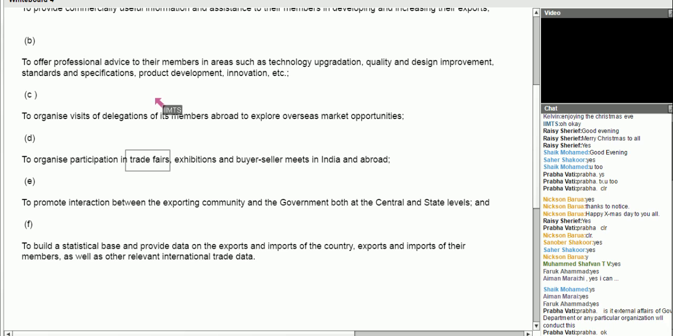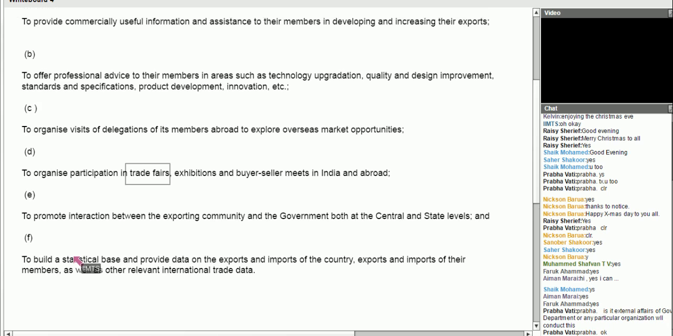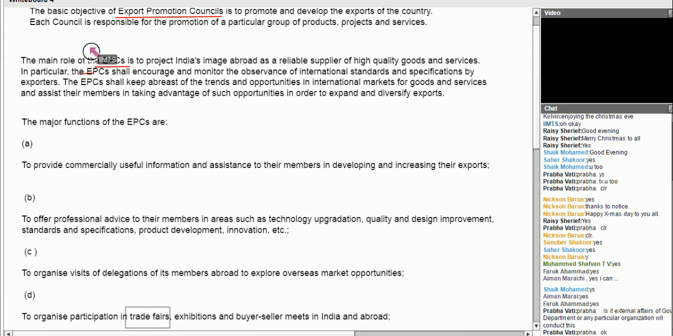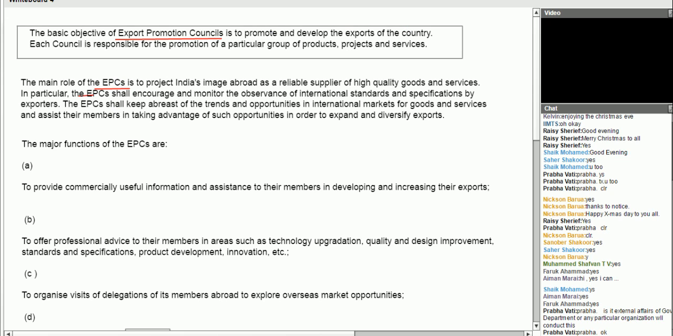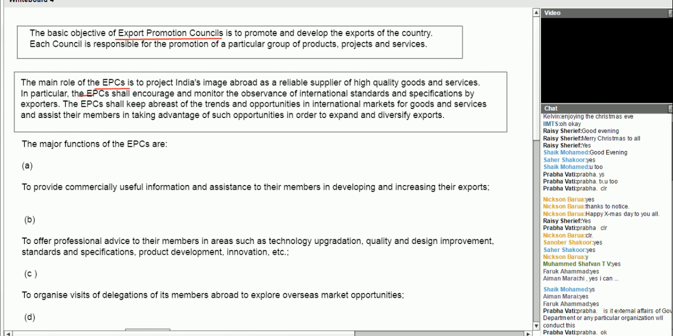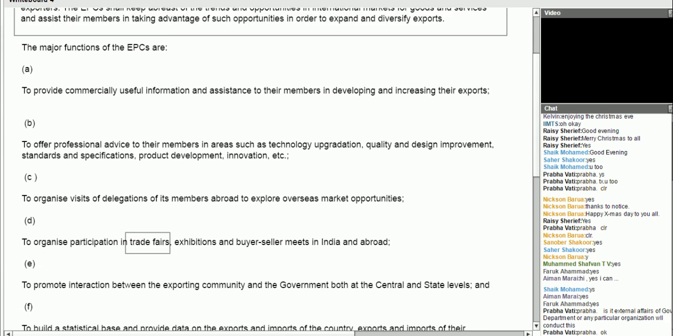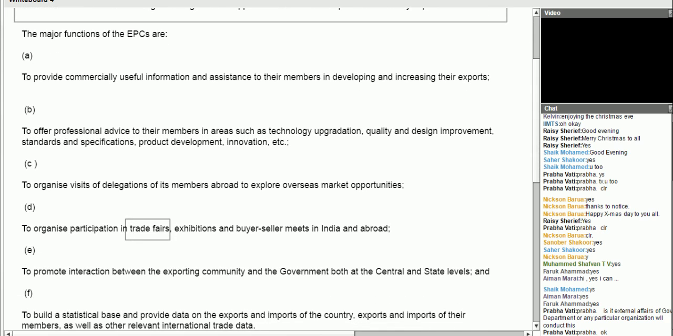So this was the basics of Export Promotion Council. These are the 6 functions. This is the main role, what they do, and this is the basic objective or their vision. Clear, everyone? Any doubt till now?